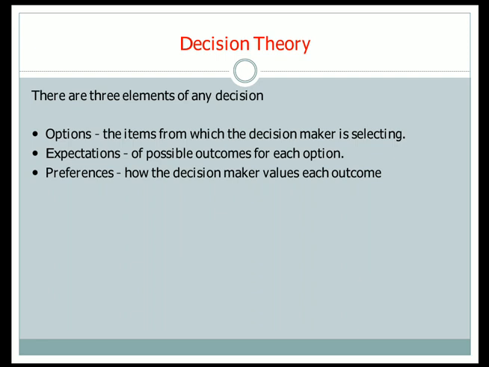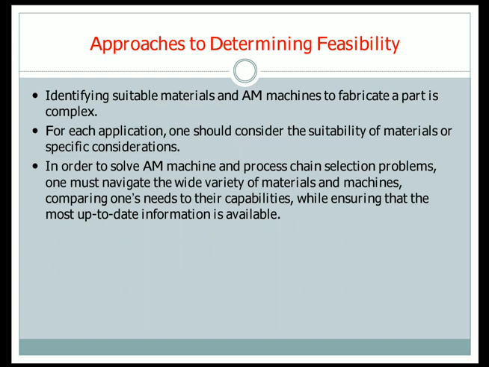So these are all the preferences we have to take into consideration, and then we have to select the methods. Next one is approaches to determining feasibility. So identifying suitable materials and AM machines to fabricate a part is complex. Identifying any material and machine to manufacture a three-dimensional model is very difficult. So we need to have some basic criteria or conditions. Based on those conditions or criteria, we can select the method to manufacture and the material required.